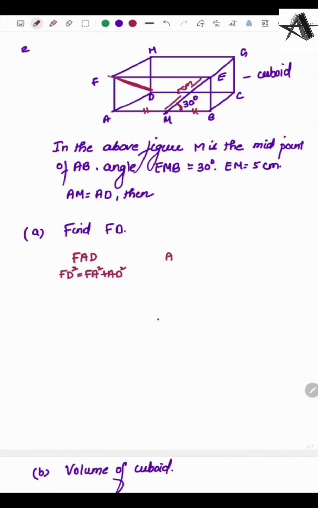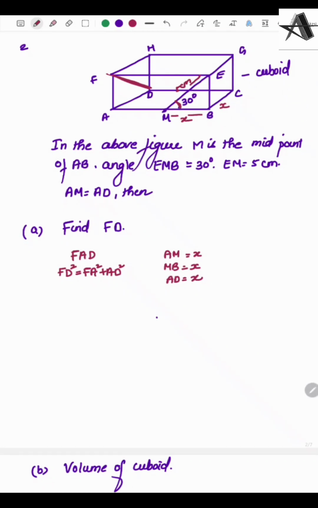MB and AM are both equal. So what is given? AM. Suppose AM is X. Let me take it as X. So MB will also be X because M is the midpoint. And what else is mentioned? AM is equal to AD. That means AM is X, so AD will also be X. So it gives me a better understanding here that this is X. And we just saw that AD is also X. That means this one is also X. And apart from it, it says AF. I can calculate X. That's all I need as of now.